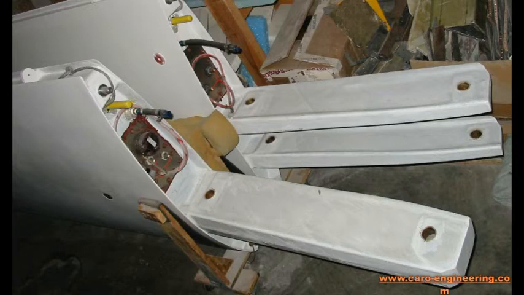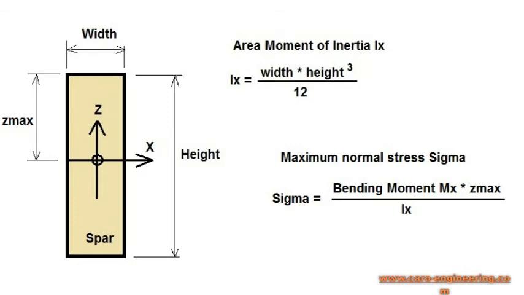To get the highest bending stress, we need the largest distance from the profile center of gravity to the edge of the spar, which here is Zmax. Now we can calculate the stress. If it is too high, increase the size of the material until it works.